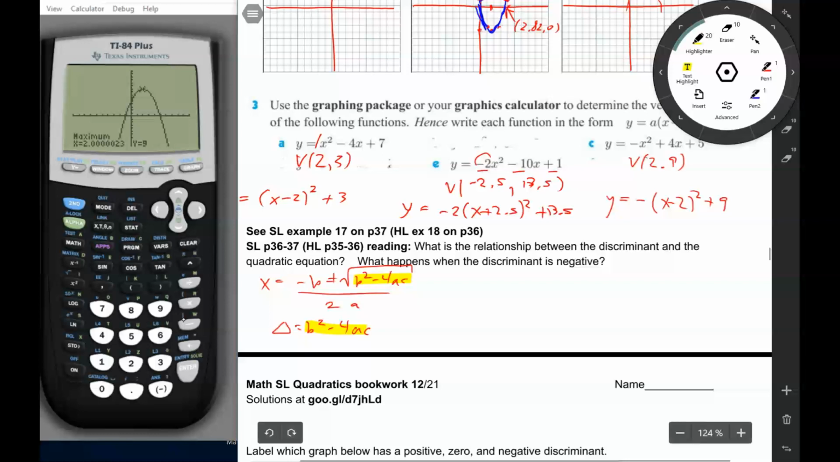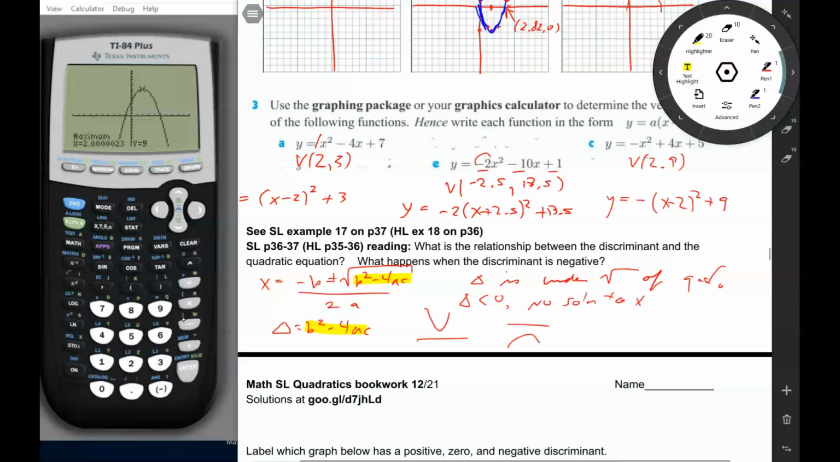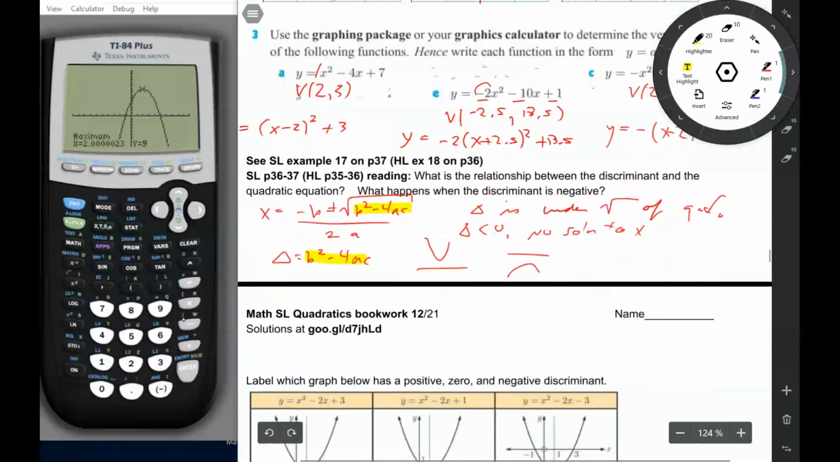Okay, so to answer the questions, they said the discriminant is under the square root of the quadratic formula. Okay. What happens when the discriminant is negative? When the discriminant is negative, then there is no solution for x, right? So the parabola will just float above the x-axis or float below the x-axis. It will not cross the x-axis if the discriminant is less than 0. And that's it for this page.